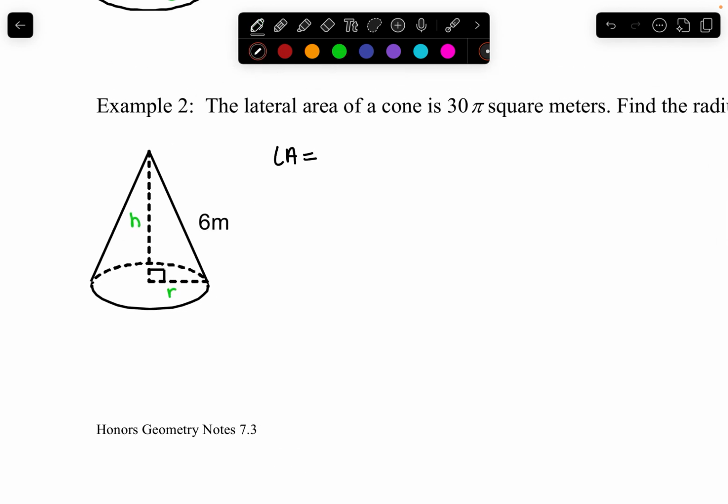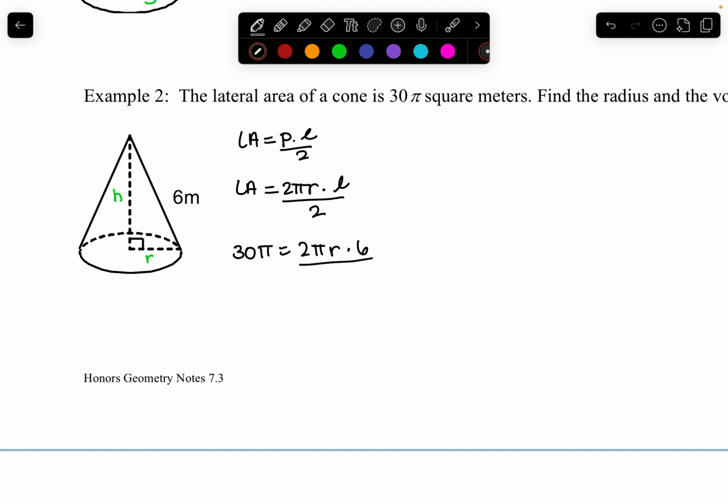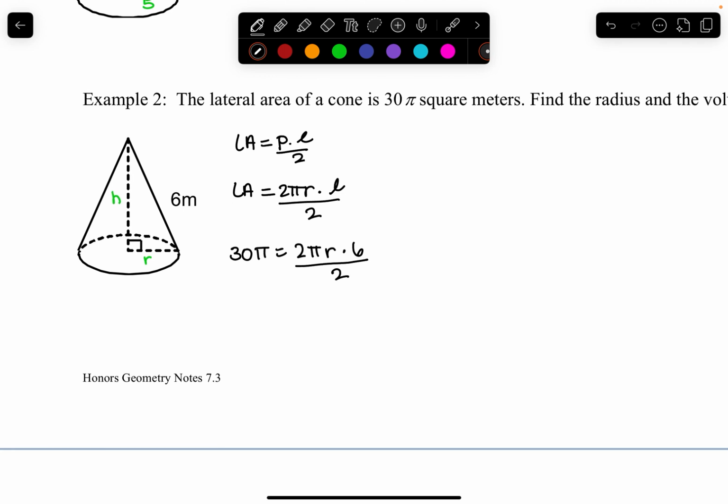We know that lateral area is going to be P times L divided by 2, but we always have to be more precise than that. P is the perimeter of our base, which is 2 pi r, times slant height divided by 2. Now I get to plug in what I know. So lateral area is 30 pi. That's going to equal 2 pi radius times my slant height divided by 2. So this will be 30 pi equals 12 divided by 2 is 6 pi r. Those pi's cancel. Divide both sides by 6. And I get that my radius is 5.